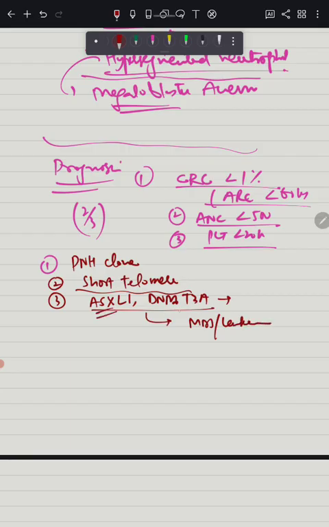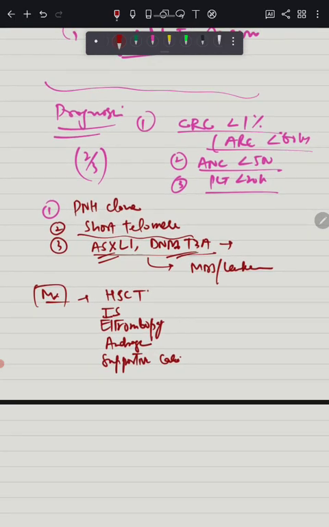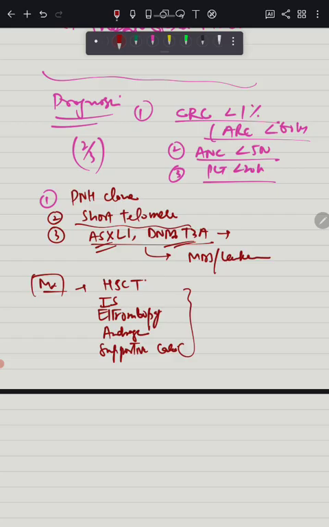ASXL1 and DNMT3A. Management: you have to do hematopoietic stem cell transplantation, you have to do immunosuppression, also eltrombopag, androgens. There's a role of androgens and supportive care. Hematopoietic stem cell transplantation is the first choice. It is the first choice in young patients with fully matched siblings.